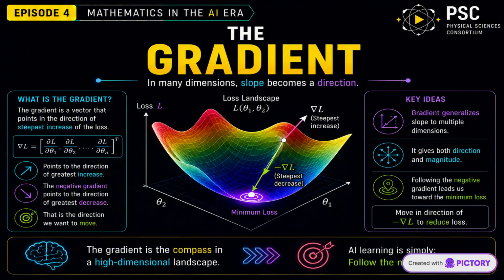Real AI models have many parameters, so we need more than one slope. The gradient collects the rate of change with respect to every parameter. It points toward the direction of steepest increase in loss. Therefore, moving opposite to the gradient takes us toward lower loss.